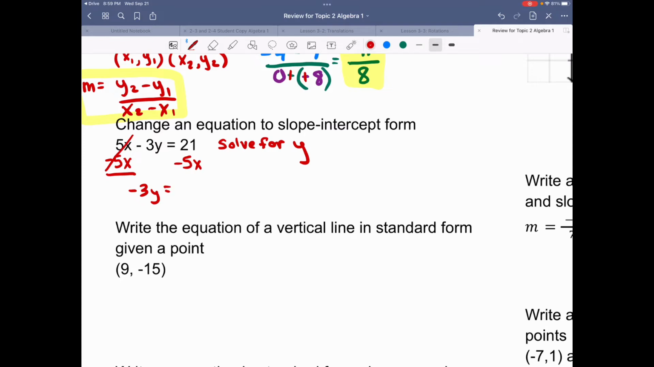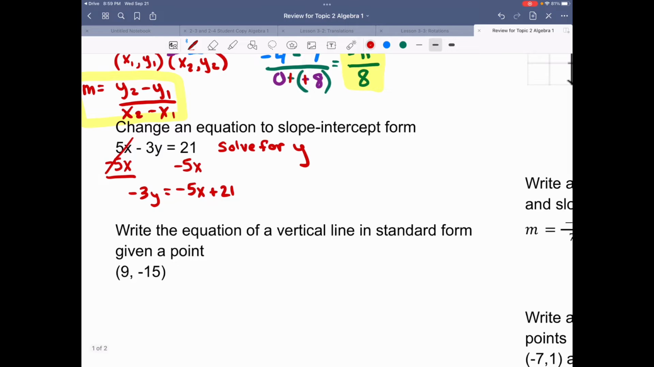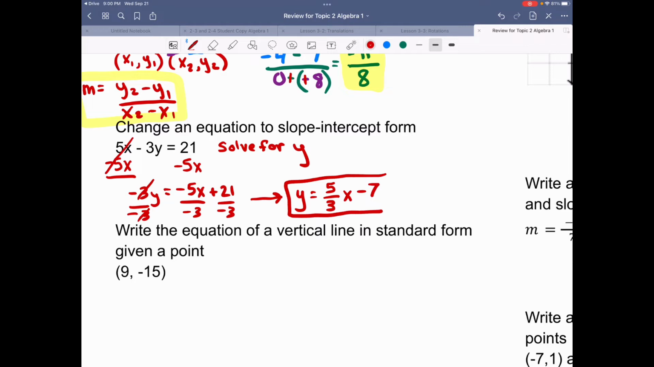Equals, I can't actually subtract these, so it's -5x plus 21. The next step will be to divide by -3 because we are solving for y. The -3's cancel. So we are left with y equals, the -5 and the -3 become positive 5/3 x because a negative divided by a negative is a positive. And 21 divided by -3 is -7. So that is our answer after we solve for y.